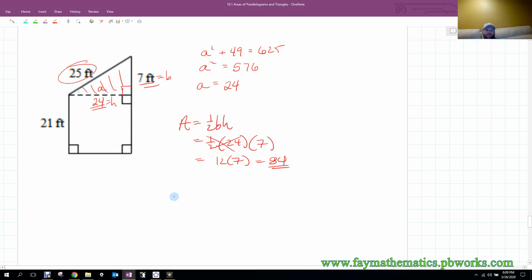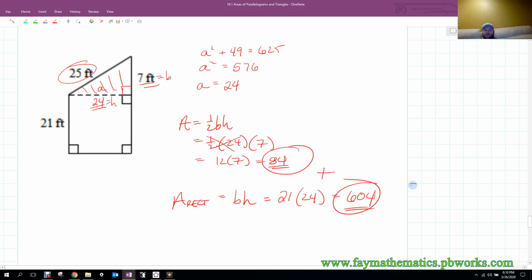Finding the area of the rectangle is base times height. The base is maybe 21 and the height is 24. It doesn't really matter. 21 times 24 is 504. So now to find the area of the trapezoid, I'm going to take that and that, add them together, and we get 588 feet squared.